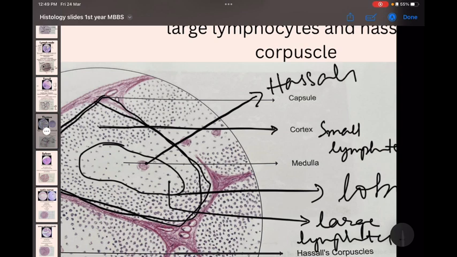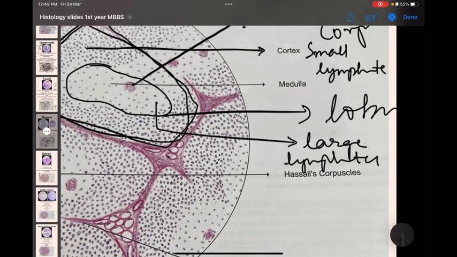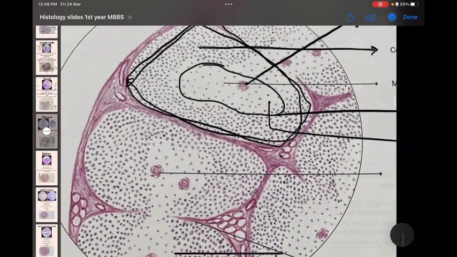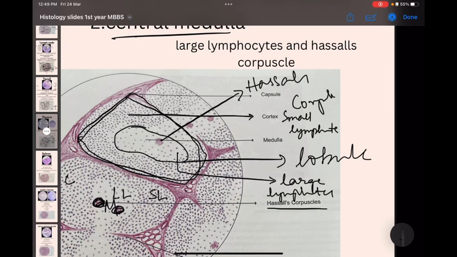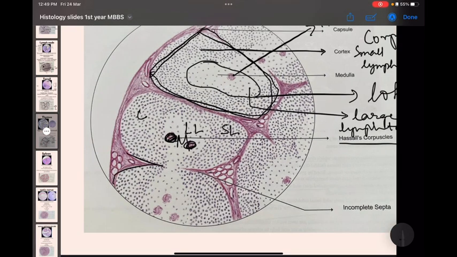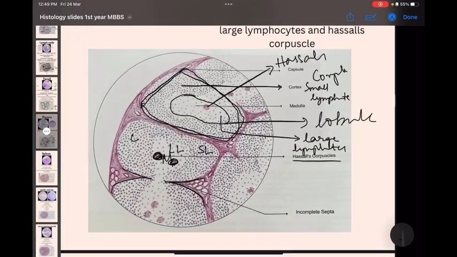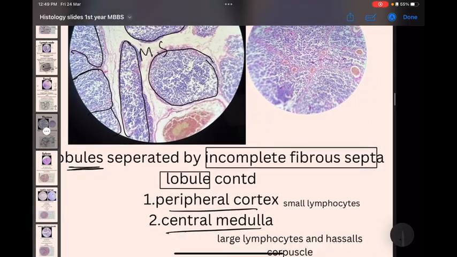Hassall's corpuscles. See, these are Hassall's corpuscles. Large lymphocytes, small lymphocytes, cortex, medulla, Hassall's corpuscles, incomplete fibrous septa. So this is what incomplete fibrous septa look like. That's all. Very easy. Thymus.